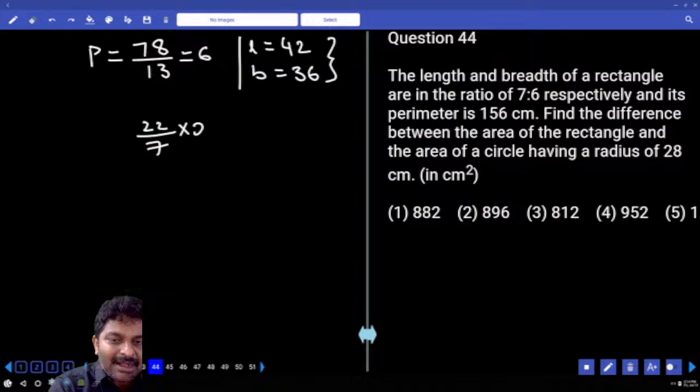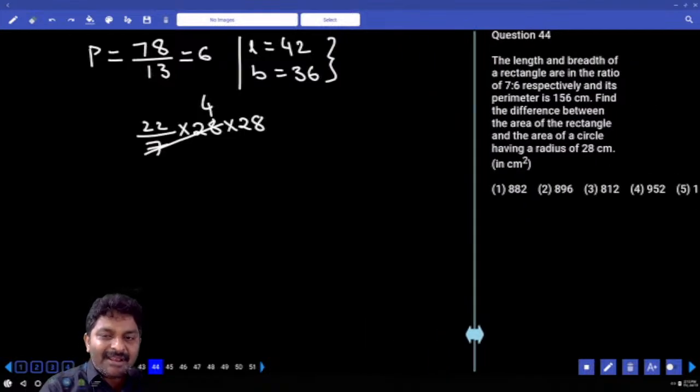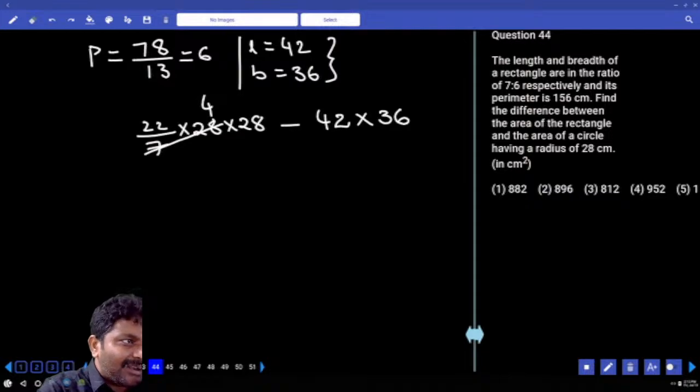22/7 into r square, 28 into 28. 7 how many times? 4 times. Yes? So, this is one value, and from this we have to subtract 42 into 36, which is area of the rectangle. Yes? And you know that both are 7 multiples, kada? Can I take 7 common? Yes. Now, this is 4 multiple. Here also you have 4 multiple. You can take even 4 also common.